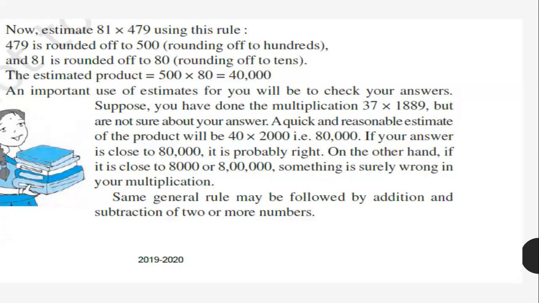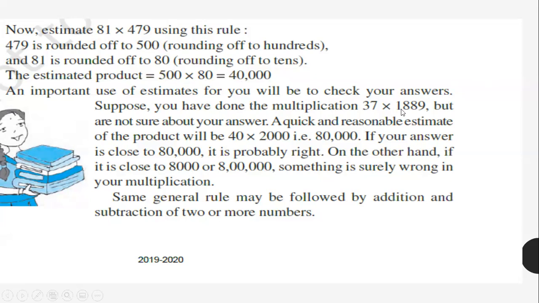Next question, we have to estimate the product of 81 into 479. Using the same rule, 479 can be rounded off to 500, which is a hundreds place approximation. 81 can be rounded off to 80, which is a tens place approximation. So 500 into 80, we get 40,000. We see 40,000 is a good estimate.